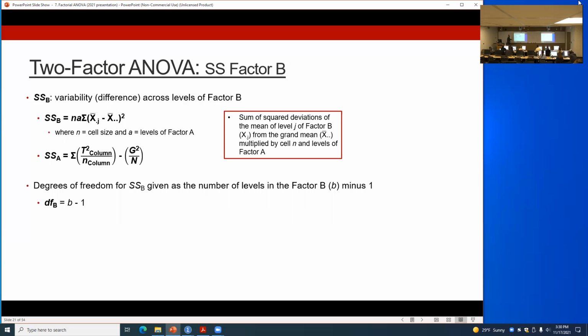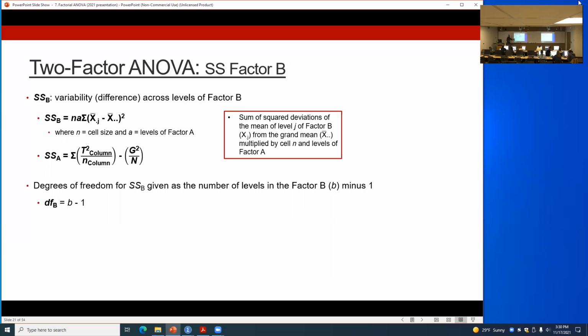We're just looking at the sum of the square deviations of mean level J of factor B from the grand mean, multiplied by the number of people in each cell and the number of levels of factor A. So again, if we think about arousal as our factor B, we've just got 2 minus the grand mean, 5 minus the grand mean, 3 minus the grand mean, square each one of those deviations, sum those up, multiply it by the number of levels of factor A times the number of people per cell, and that gives us the variability that we're seeing across our means at each low, medium, and high level.